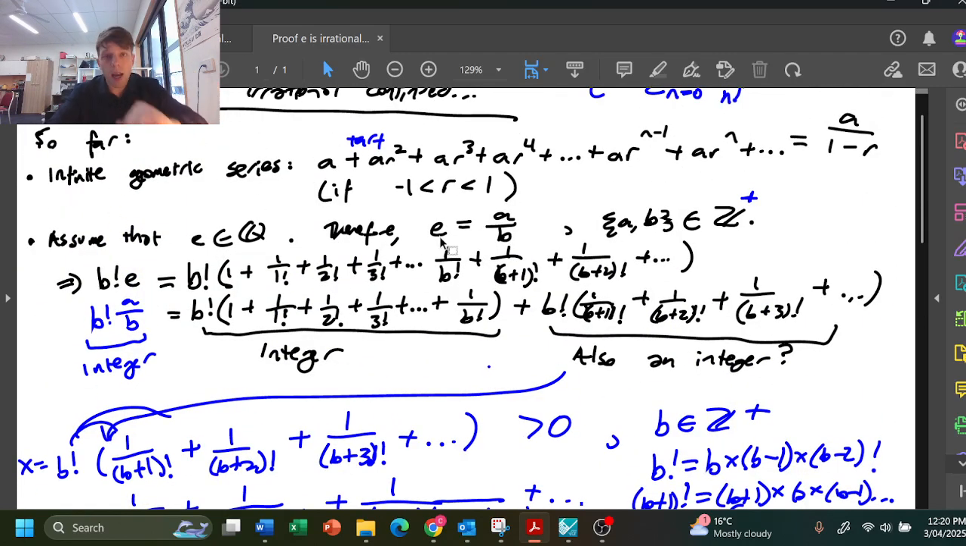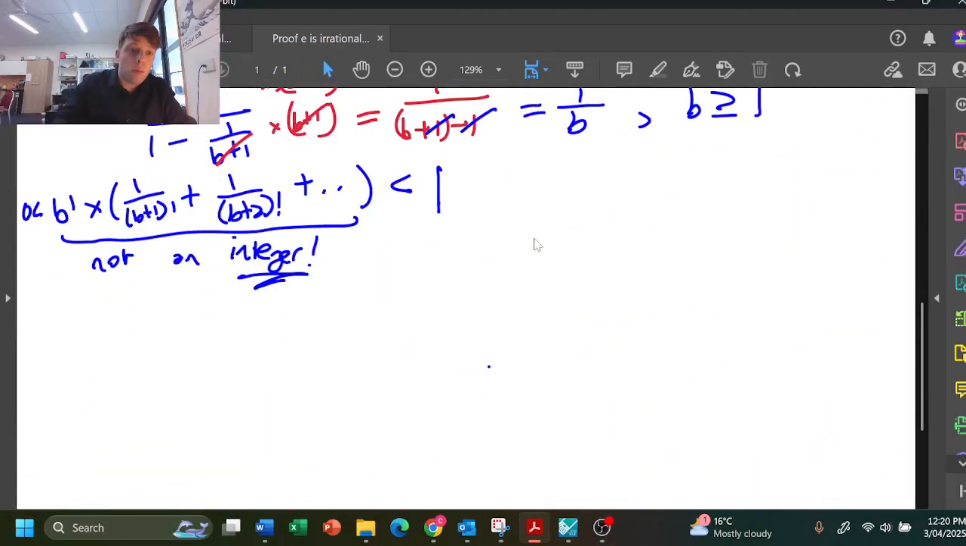So let's recap what we looked at here. We found that if e is a rational number, it can be written as an integer divided by an integer. Then, if we multiply that by the denominator, whatever b is, factorial, we should also get an integer. And we've just found that that thing would be equal to an integer if we use the definition of e plus whatever this was. But we found that that second thing was not an integer, and therefore we have actually reached a contradiction in our proof. So this is a contradiction.